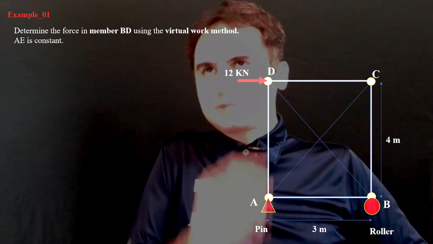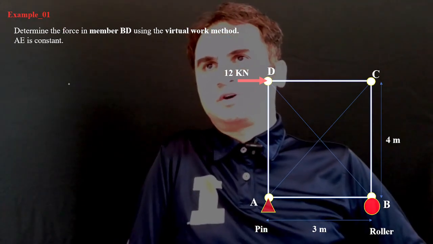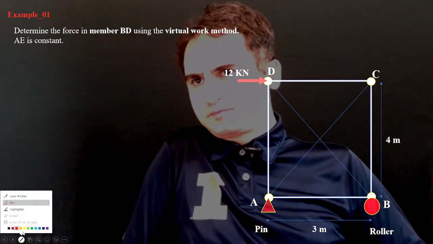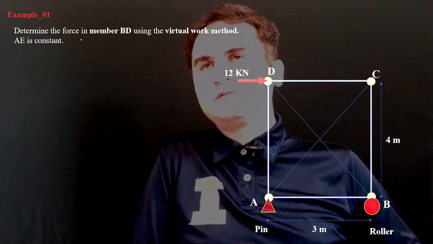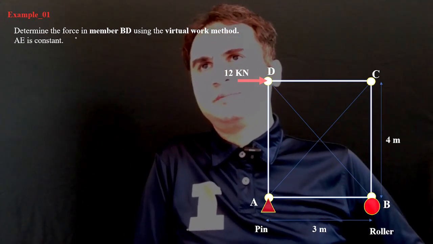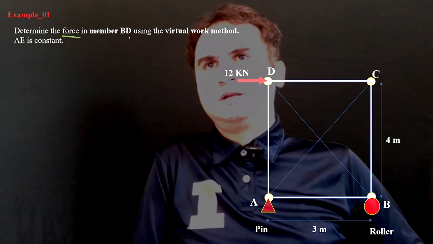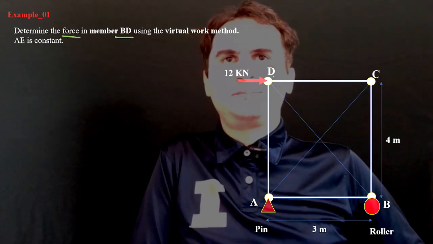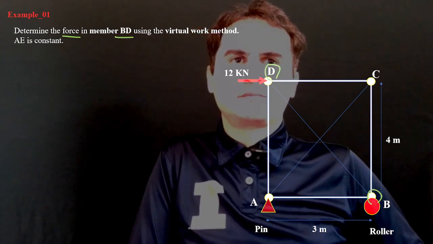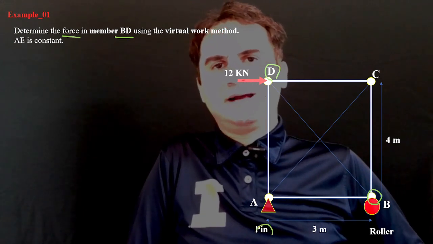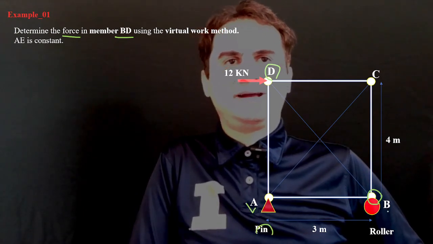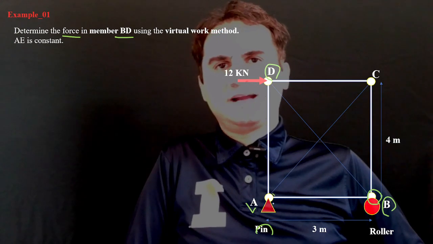So in this structure, we want to solve the problem and to determine the force in diagonal member BD. We do have a pin at A and a roller at B. So there are two reactions here.